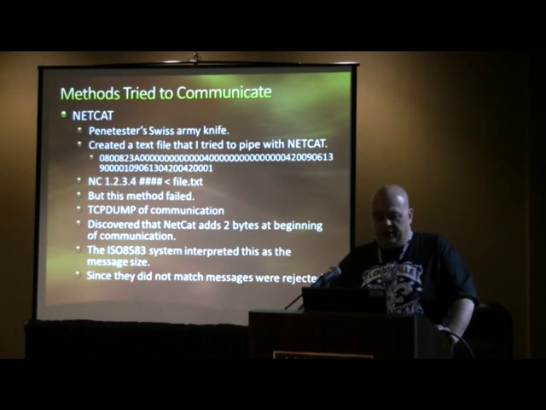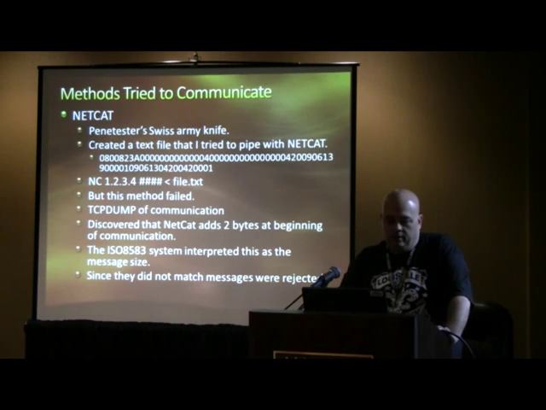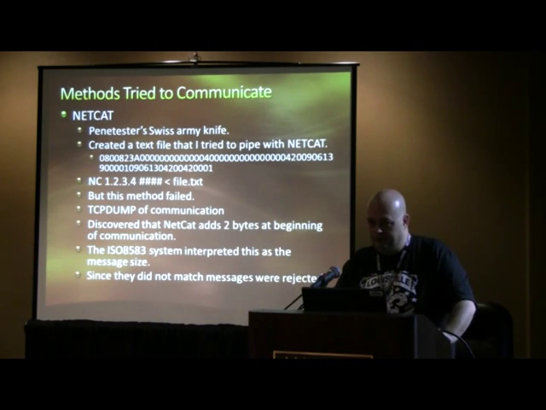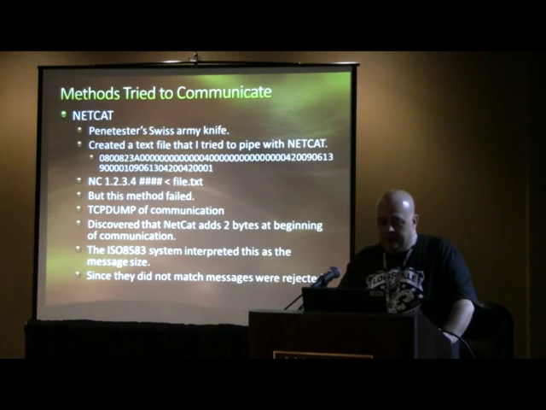So what I discovered looking at that, and also working with the back end system, is that Netcat adds 2 bytes at the beginning of the communication. And the ISO8583 system interpreted that as the size of the message I was sending. Since it didn't match the message size, they rejected it automatically. These systems are very sensitive to how they'll accept the message. If it's not formatted perfectly, it drops it, it rejects it.